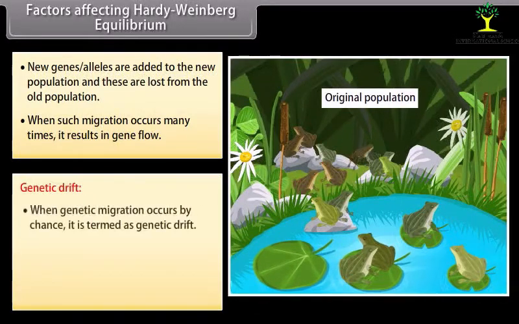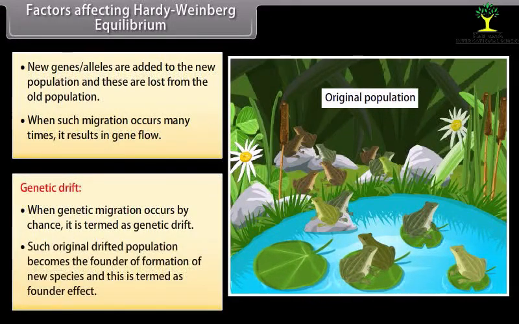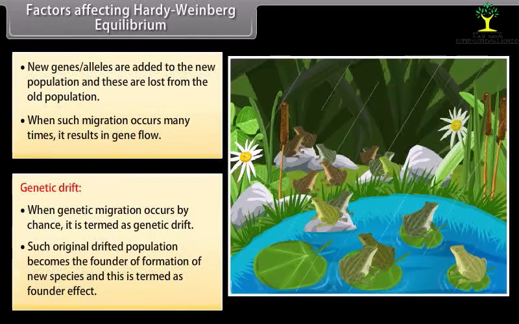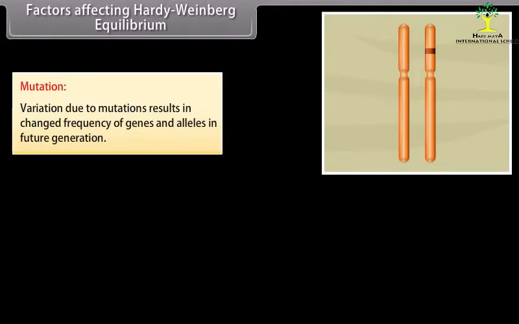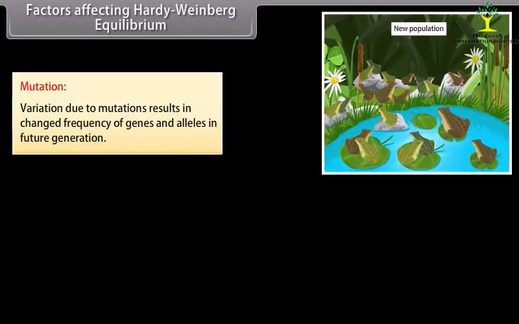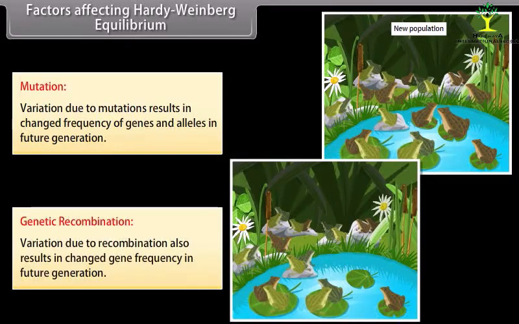Genetic drift. When genetic migration occurs by chance, it is termed as genetic drift. Such an original drifted population becomes the founder of formation of a new species, and this is termed as founder effect. Mutation. Variation due to mutation results in changed frequencies of genes and alleles in future generations. Genetic recombination. Variation due to recombination also results in changed gene frequency in future generations.